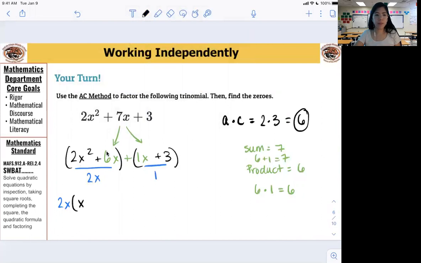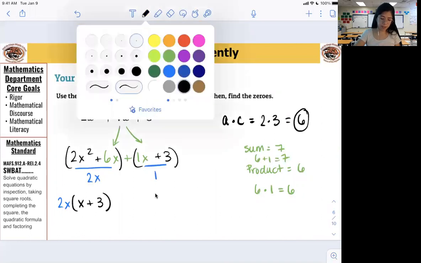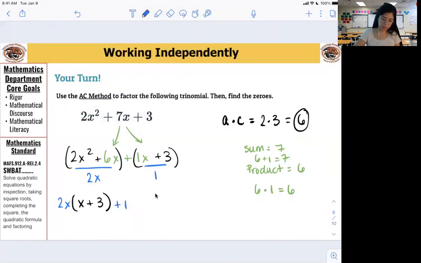Guillermo, I think you were giving me the other one. 6x divided by 2x. That's where I get 3. Good. And then here, everything's divided by 1. So I'm just going to write plus 1. And I get the same thing, x plus 3. Now I group everything. I bring it all together. 2x plus 1 and x plus 3. Those are my factors.